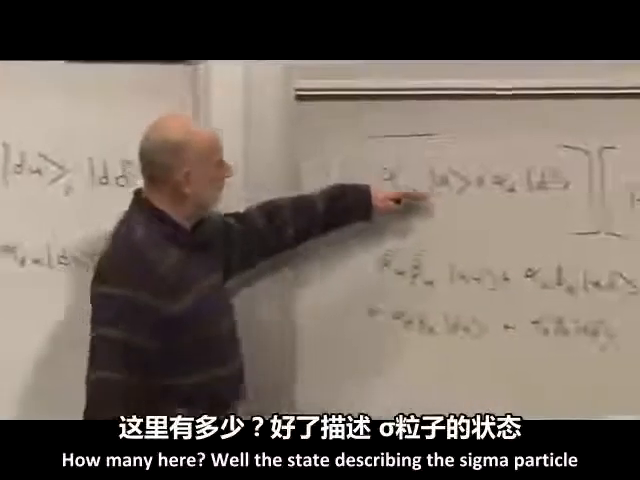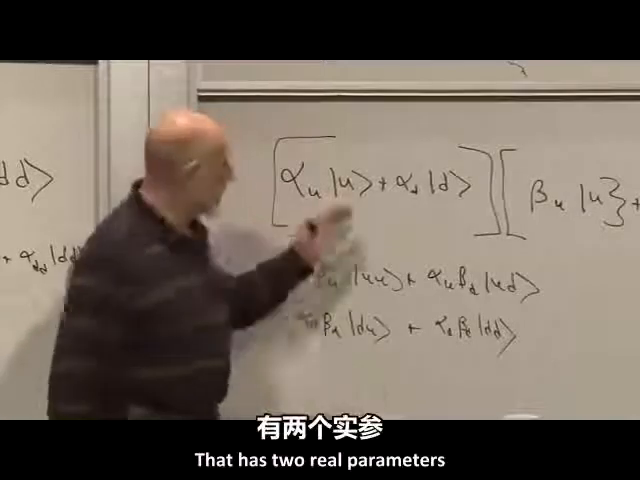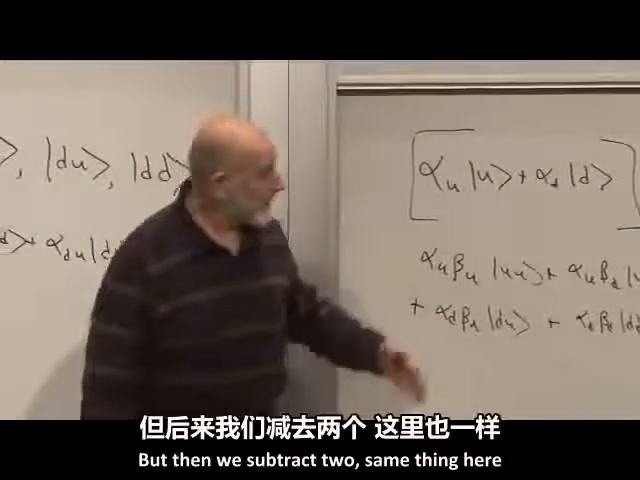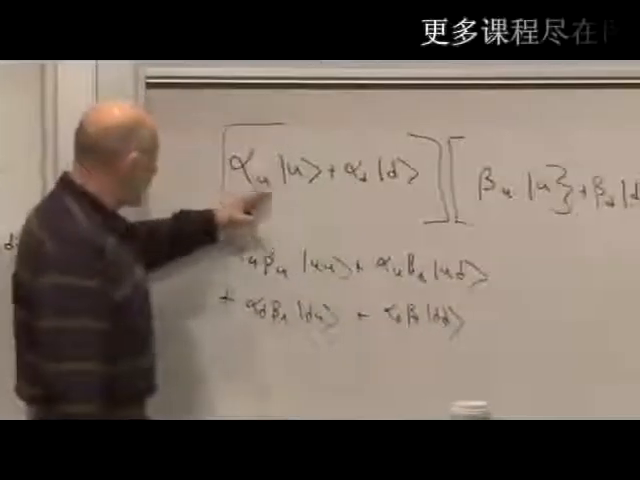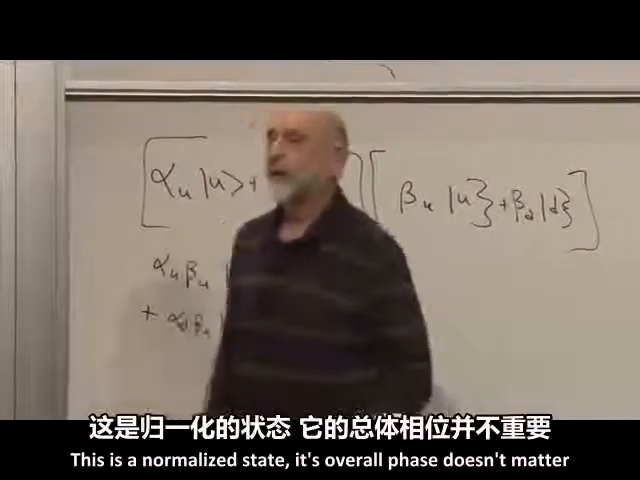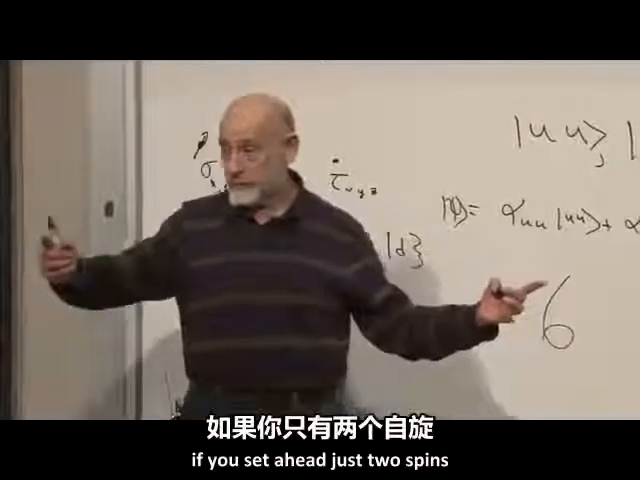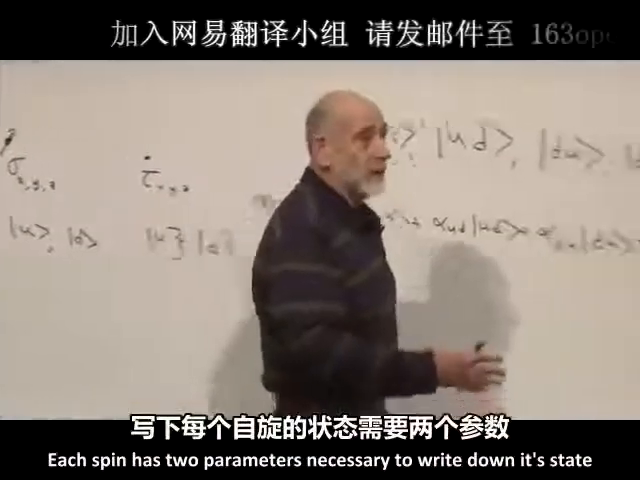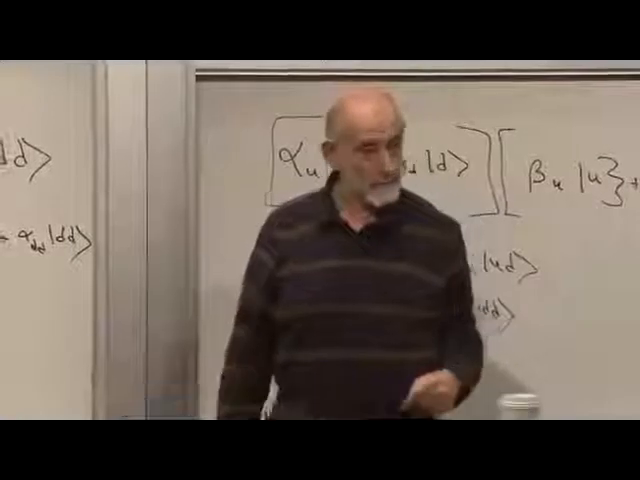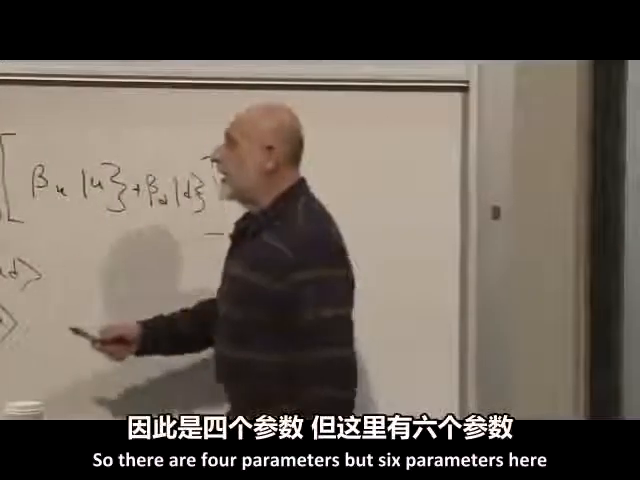How many here? Well, the state describing the sigma particle has 2 real parameters. 4 real parameters for alpha up and alpha down, but then we subtract 2. Same thing here. This is a normalized state, and its overall phase doesn't matter. Altogether, 4 real parameters. It's the same 4 real parameters that you might have guessed if you just said I have 2 spins. Each spin had 2 real parameters necessary to write down its state. The real parameters could have been the polarization directions of the spin, the axis along which the spin is oriented, or so there are 4 parameters here, but 6 parameters here.